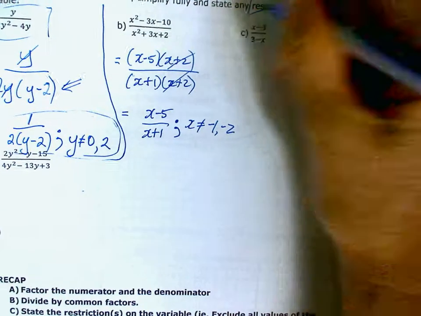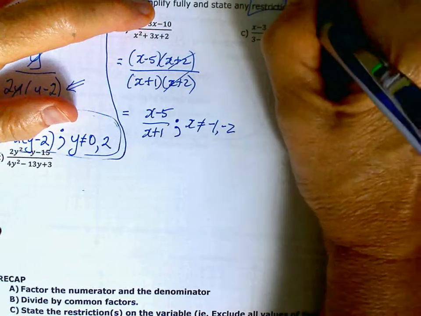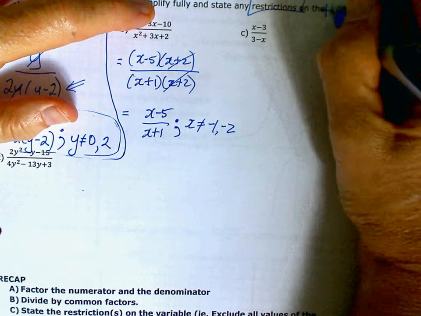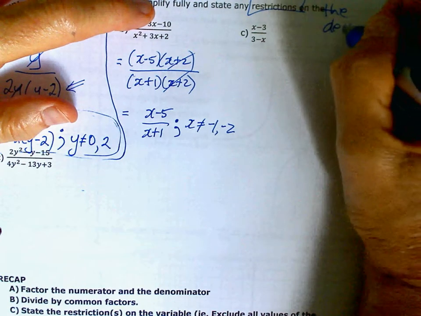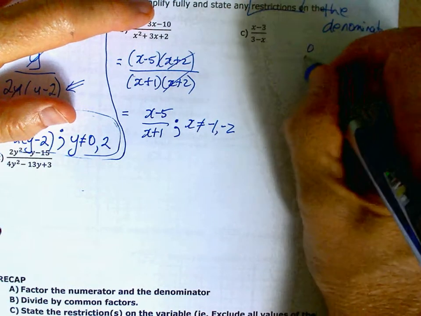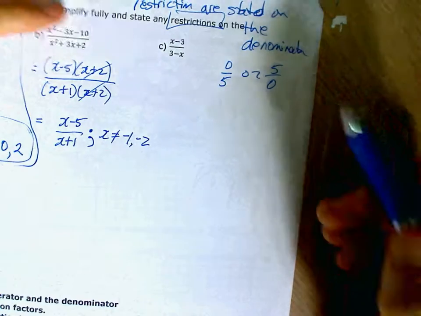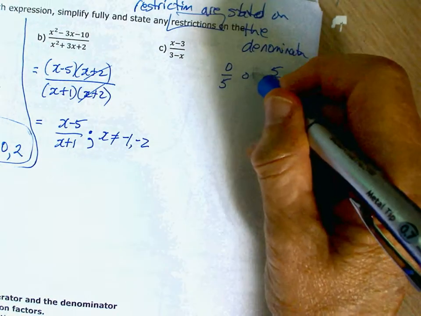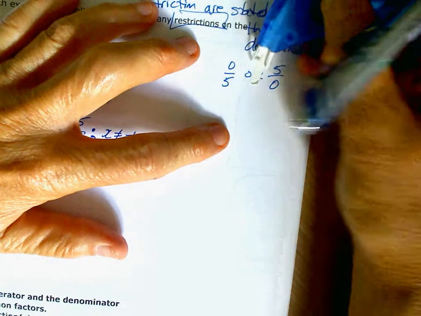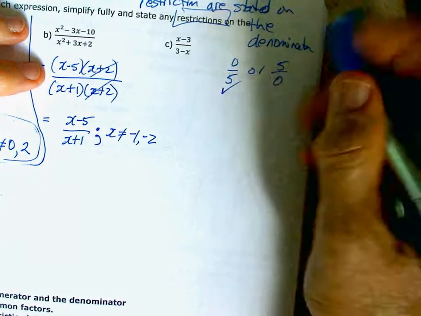Restrictions are stated on the denominator, not the numerator. Tell me, which of these does not exist? Which of these do not exist? Is 0 over 5 okay? Yes, this is good. This is the one we can't do. We can't divide by 0.